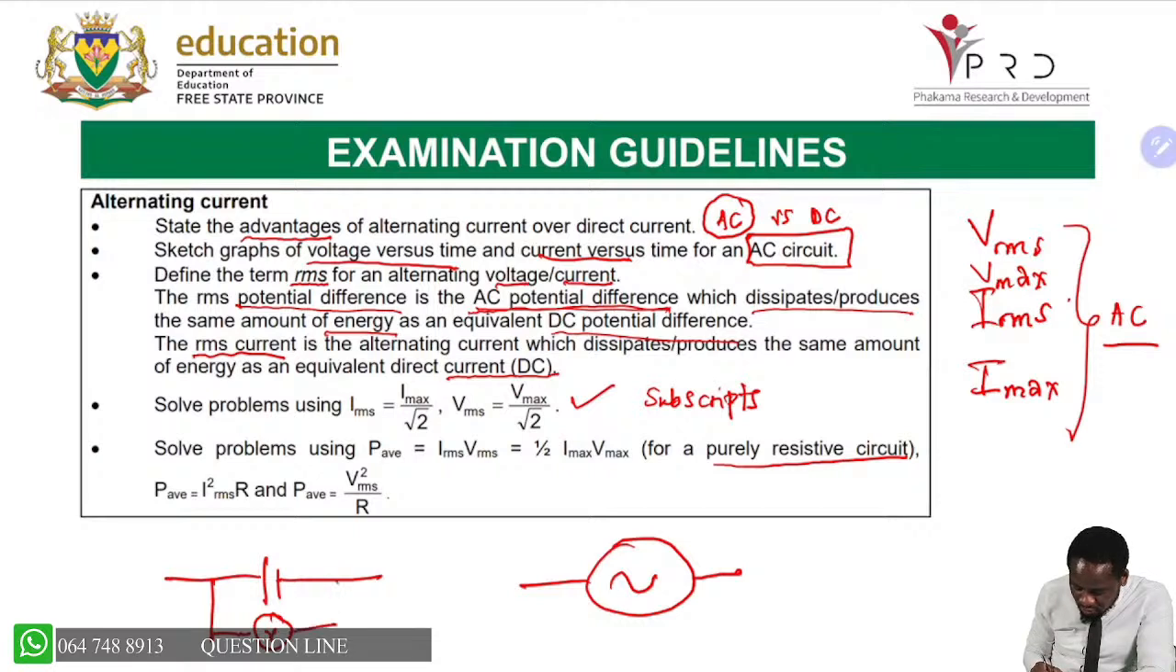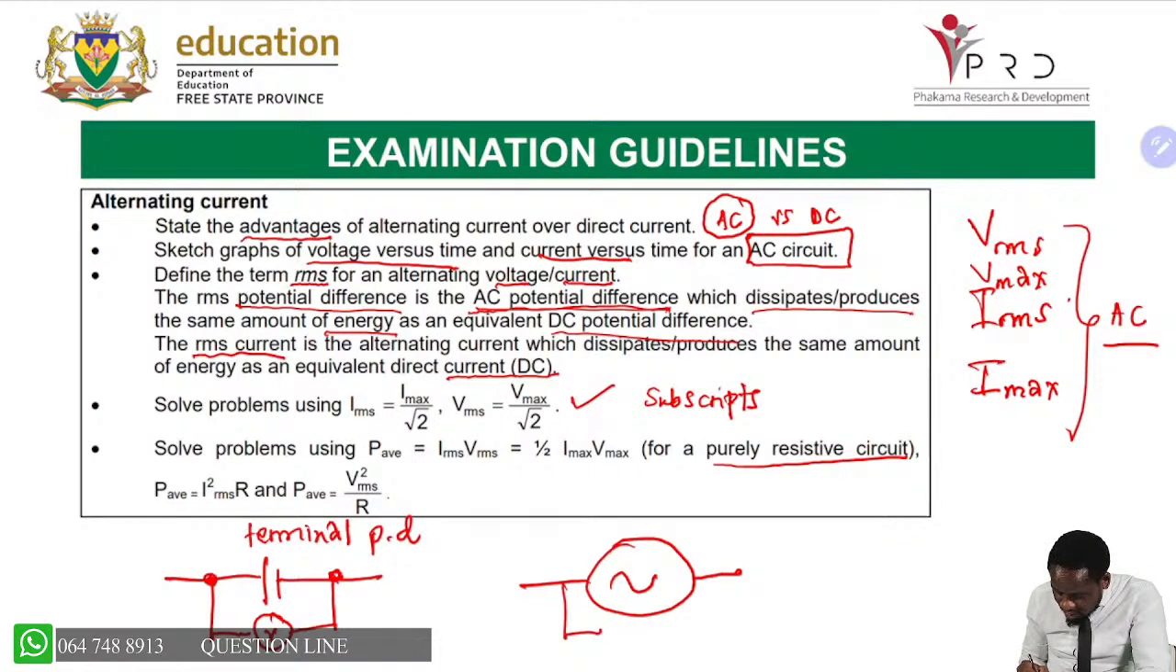So if you connect the voltmeter, here we are measuring the terminal potential difference, when connected to a circuit. Now when you connect a voltmeter across that AC source, what we measure, this terminal potential difference in this case, would be your VRMS, which will be delivered to a circuit.